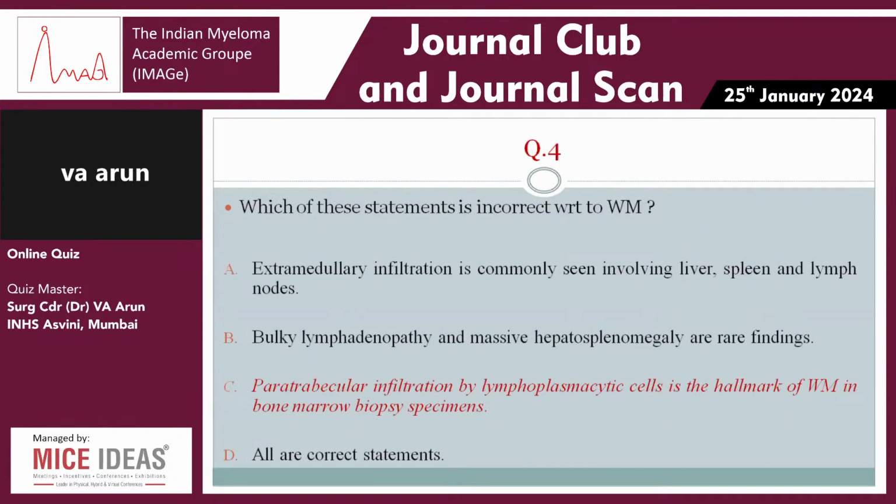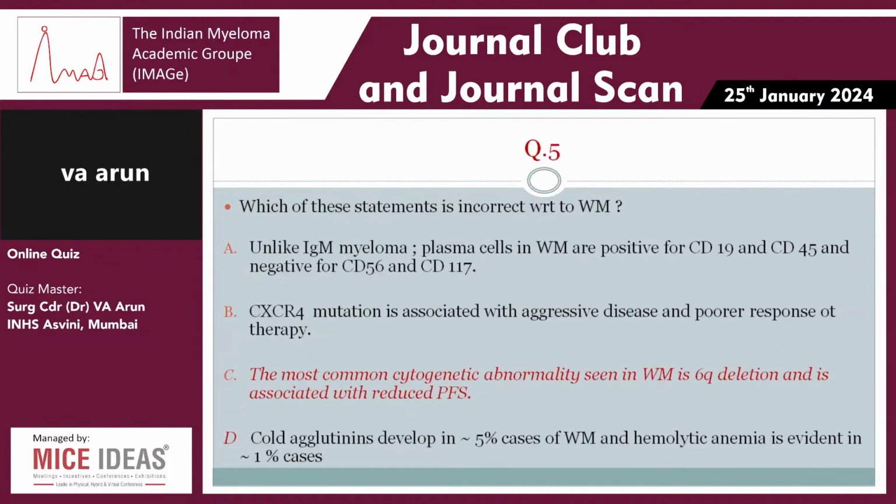With respect to Waldenstrom's, we must know that it's a rarity to have bulky nodes and hepatosplenomegaly, which are massive. But what is definitely important for histopathologists and all of us is the lymphoplasmacytic infiltration in trephine biopsies, usually interstitial, maybe nodular deposits. And paratrabecular infiltration is a rarity. Although the statement that the commonest cytogenetic abnormality in Waldenstrom's is 6q deletion, and we find them in 50% of cases, definitely this is not associated with any adverse outcomes or treatment responses. The statement C is therefore incorrect.